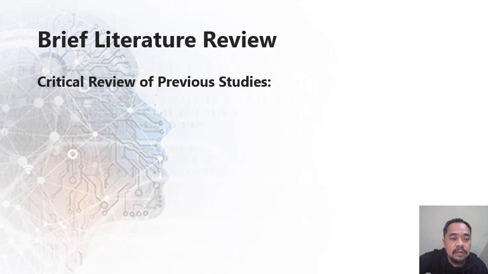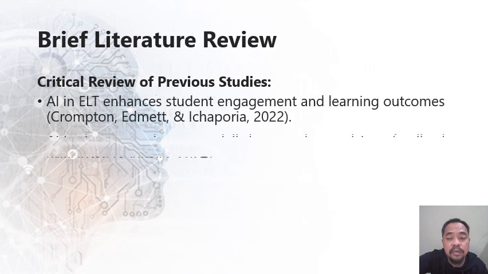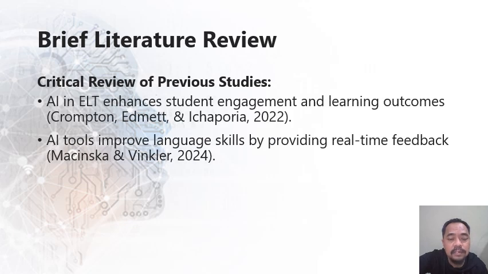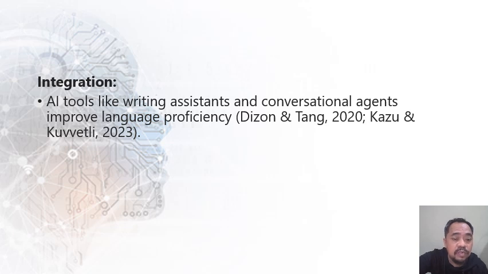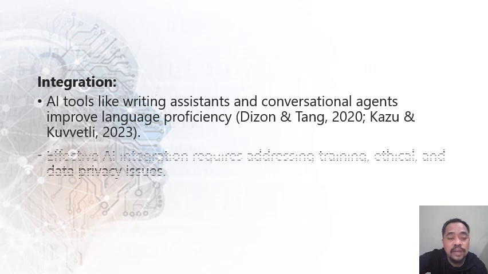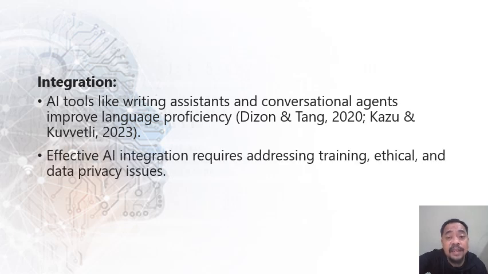Now I will bring out some brief literature review on my reading. The integration of AI tools like writing assistants and conversational agents improve language proficiency, as coined by Dizon and Tang in 2020 and Kazu and Kubetli in 2023. Effective AI integration requires addressing training, ethical, and data privacy issues of the students.